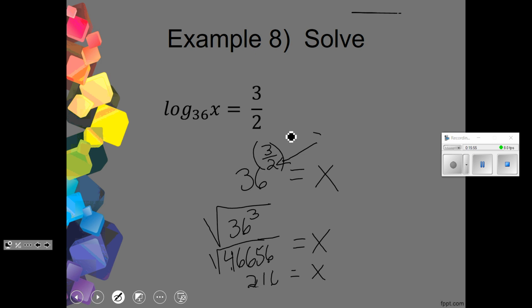Okay. You can put that part in your calculator, 36 to the 3/2 power. But I felt like it was good for some of us to know how to go back to radical form. This number is always your root. This number is always the exponent. So if I made it a root, it would be the square root of 36 to the third power. Okay?